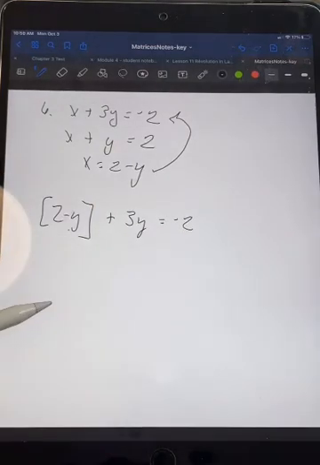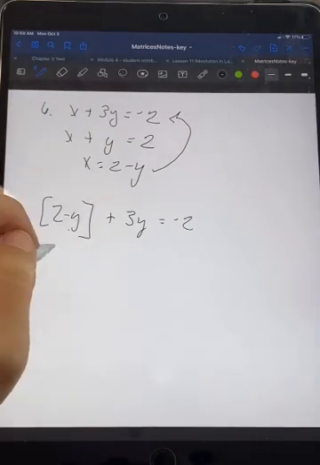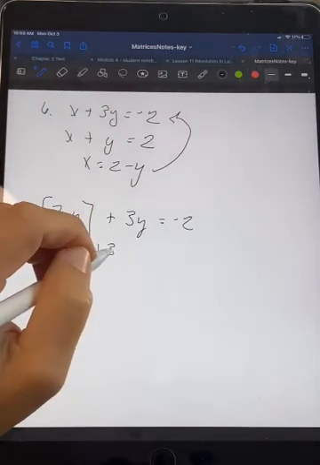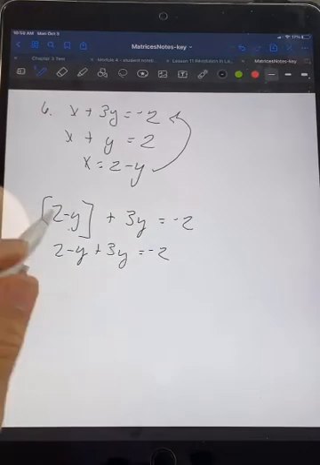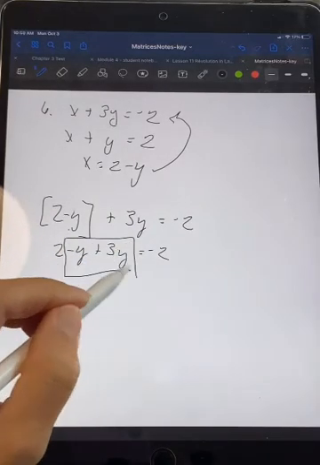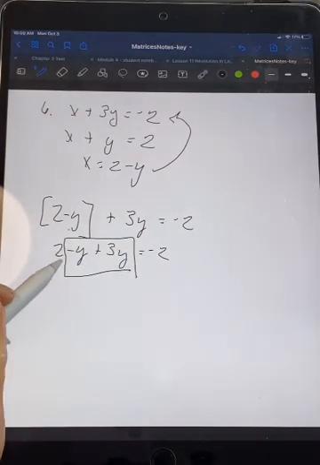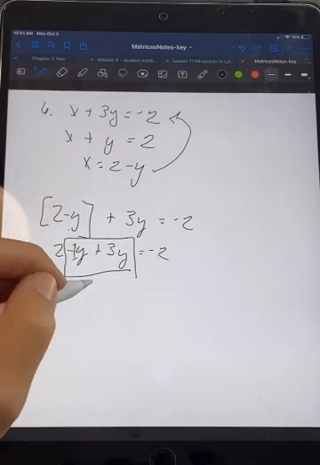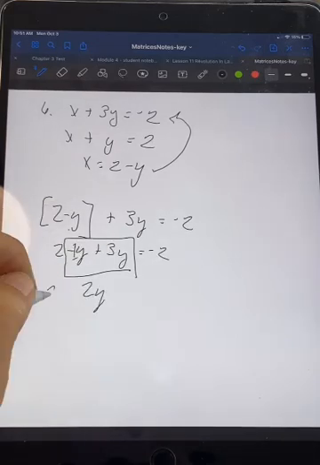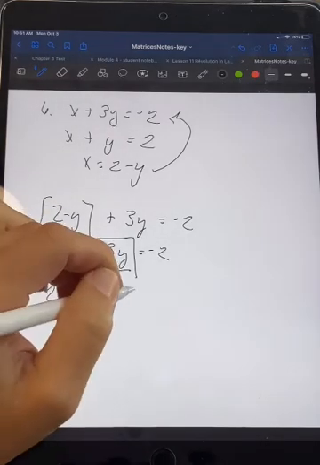I now only have one variable, that's correct. So I have 2 minus y plus 3y equals negative 2. We will combine like terms. Do not lose this negative sign. It is a part of the value of y. It is negative 1y. So 3 minus 1 gives me 2y. So I have 2 plus 2y now.